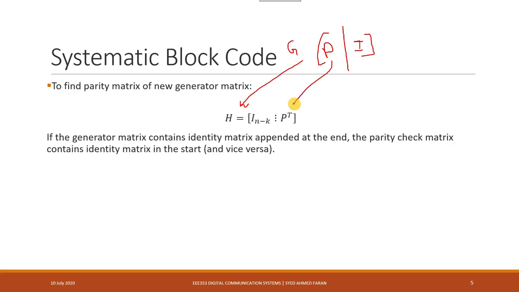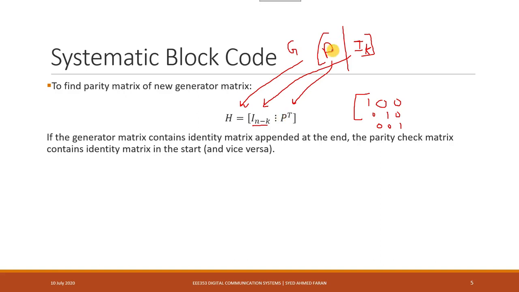So in the parity check matrix, the parity would come at the end and the identity would come at the start, and you have to notice the difference in this value. Previously the size of identity was k cross k, now it is n minus k cross n minus k. The value of n is 6 in our problem and the value of k is 3, so luckily that is again 3 by 3. The H matrix would look something like an identity at the start, followed by the parity transpose.